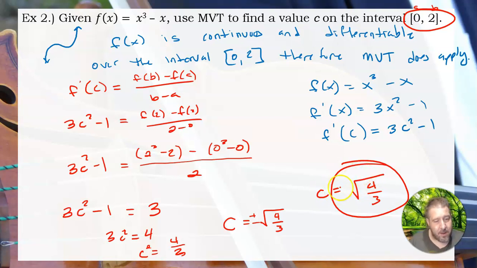Now, the reason why I've wiped out and I'm just going to leave it to just the positive answer is because negative square root of 4/3 is not on our closed interval. So that's the reason why I did not circle this as my answer, because only the positive one is on our interval. Otherwise, if this interval was from negative 10 to 2, then we would have included both of these answers.